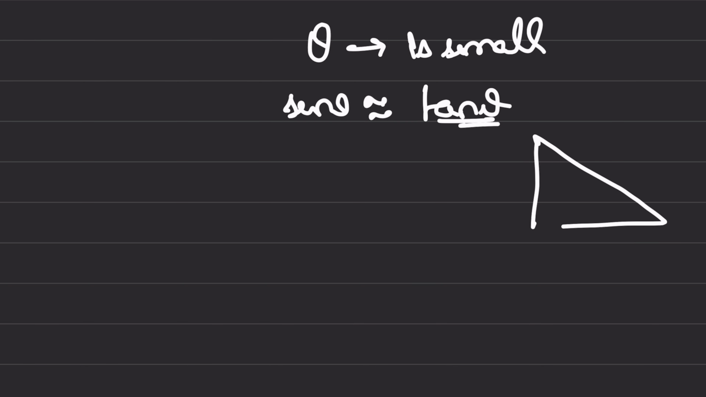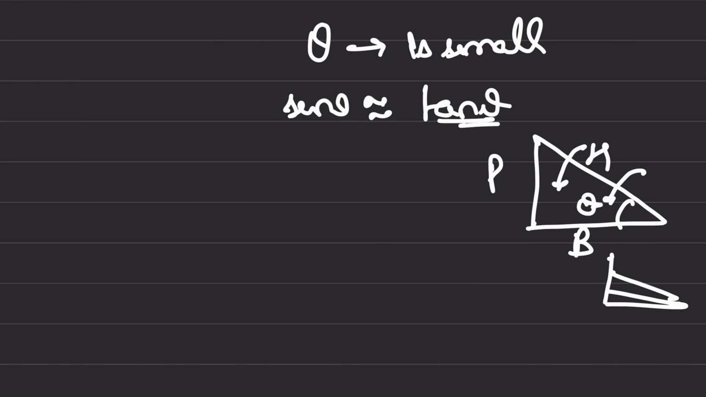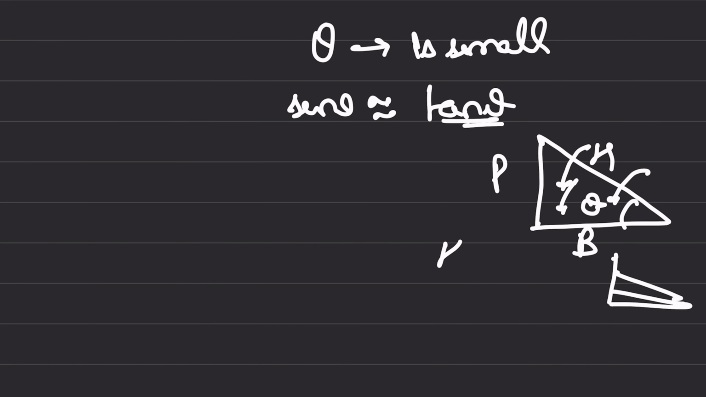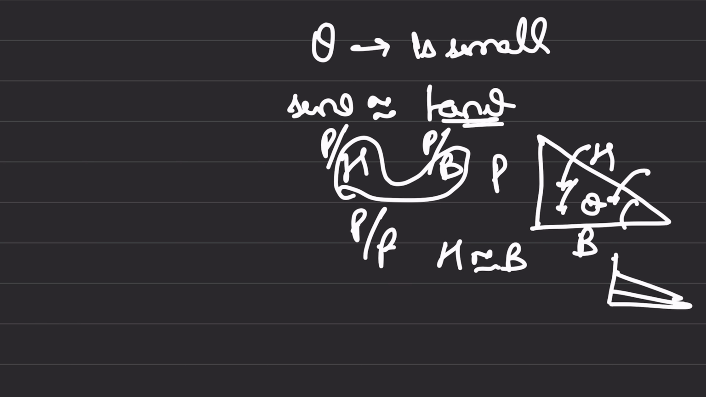Suppose this is the perpendicular, hypotenuse and base, and this is theta. If theta is small, this theta will keep on minimizing and minimizing. So the hypotenuse will tend towards the base if theta is small. So hypotenuse is equal to base. What is tan theta? Perpendicular upon base. This is perpendicular upon hypotenuse. So since hypotenuse is equal to base, it is perpendicular upon base only, so tan theta. So sin theta is equal to tan theta.